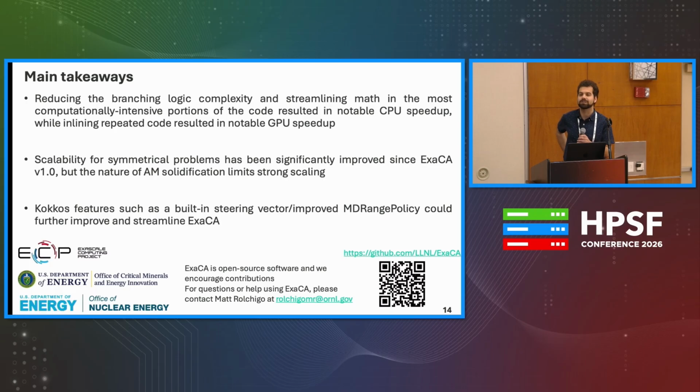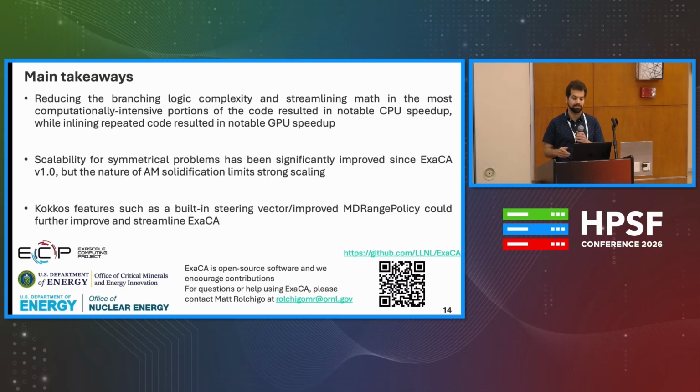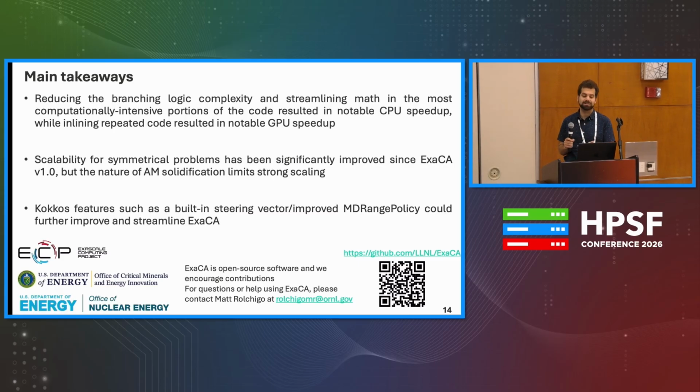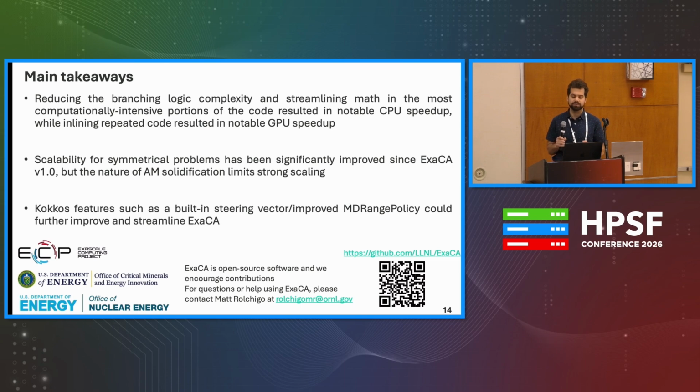I know it's kind of a weird thing to explain because there's not a lot of math and there's a lot of if statements and branching logic. So actually looking at the code might be more useful than looking at my flowcharts. But reducing the branching logic complexity and streamlining the math really helped us on the CPU. Inlining repeated code helped us a lot in the GPU. There are some Kokkos features that could help, like having the steering vector be built-in functionality.